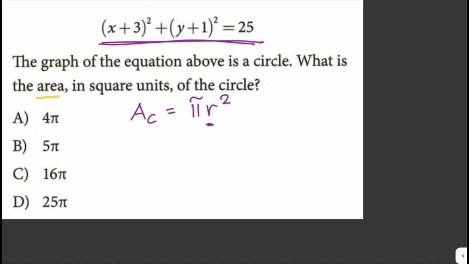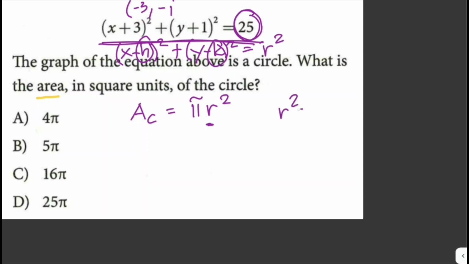Since this equation of the circle is in the form x minus h squared plus y minus k squared equals r squared, where (h, k) is the center. So the center here is -3, -1. And our radius here, we can get the square root of 25. So that is r squared equals 25. Then we square root both sides. Then the radius is equal to 5.